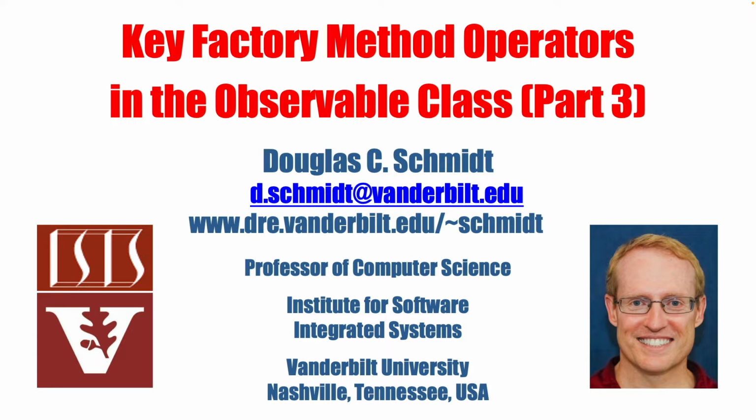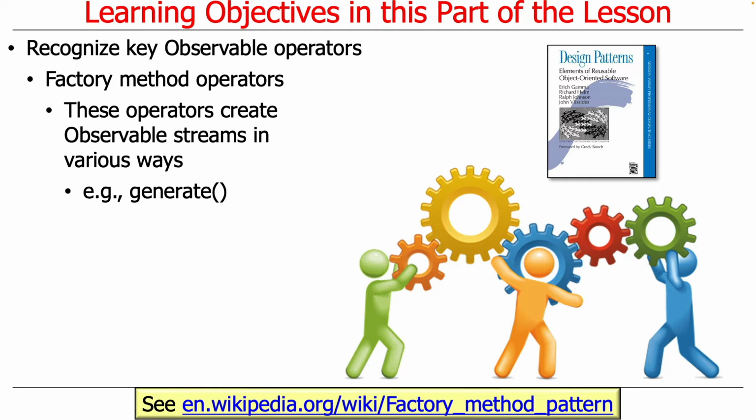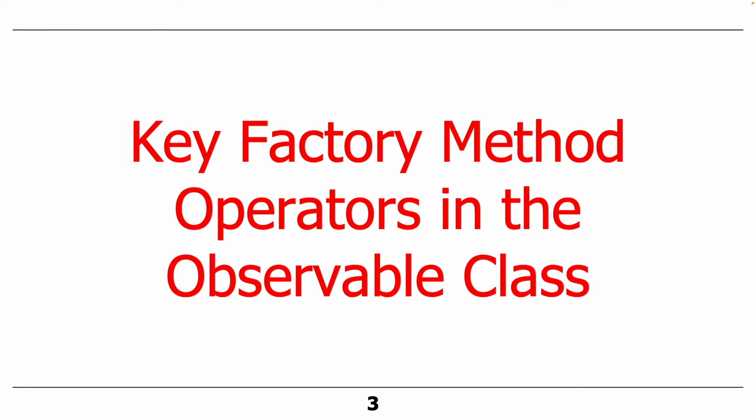So we're continuing our discussions of the observable class. We're now going to talk about yet another factory method that's defined in the observable class. And this particular factory method is going to be used in order to generate an observable stream. And as usual, this is a factory method a la the factory methods we've come to know and love from the Gang of Four book.